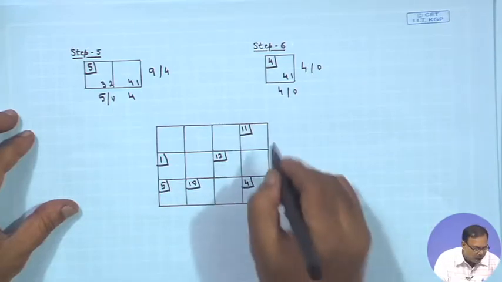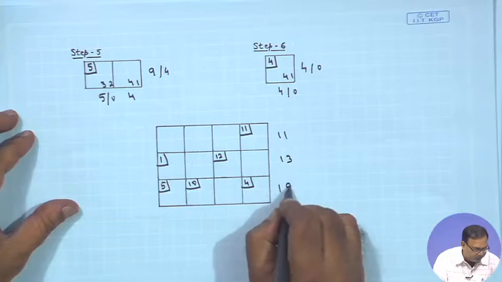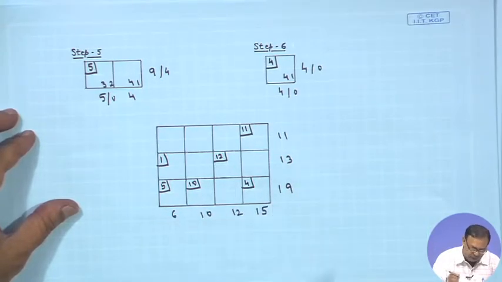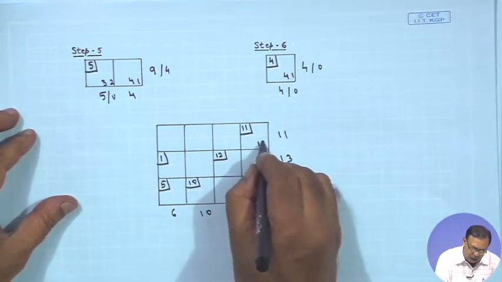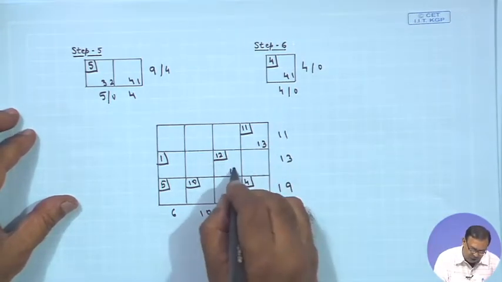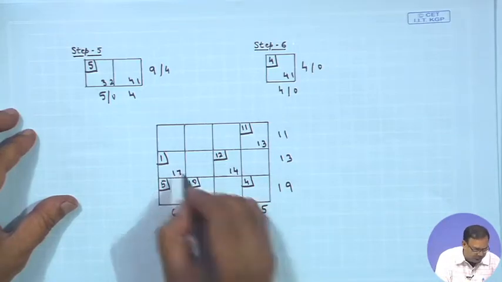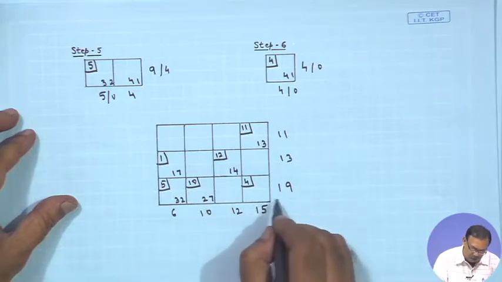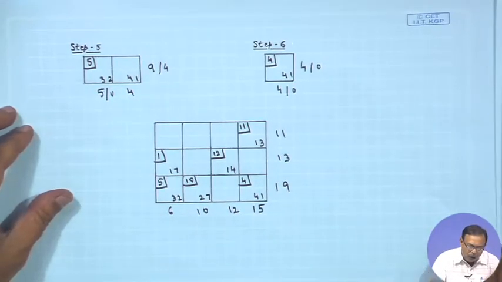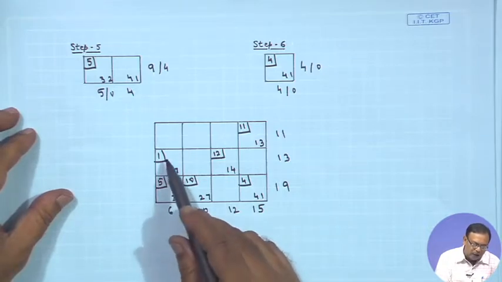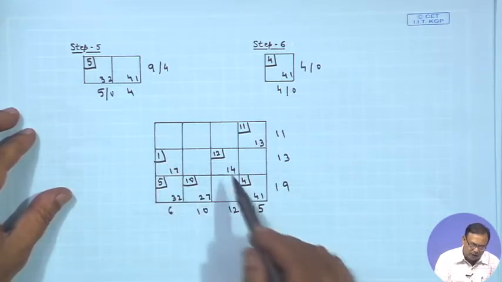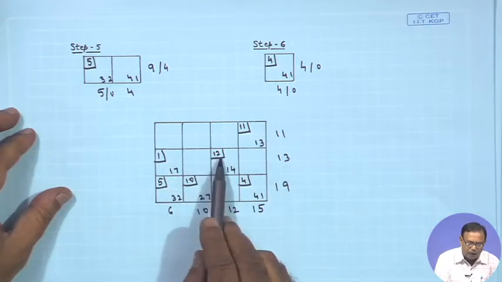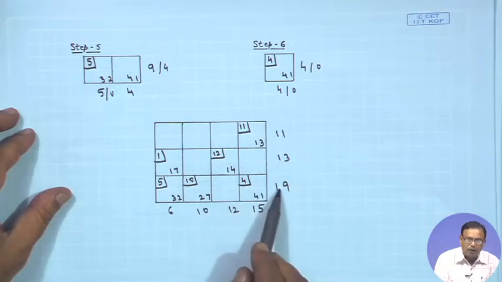11, 13 and 19, 6, 10, 12 and 15. And I am just writing the cost associated here, so that you can find out the total cost. Here it is 17, here it is 32, 27 and 41. So, you can check that the allocation is correct. 5 plus 1 is 6, here it is 10, 12, 11 plus 4 is 14, here it is 11, 12 plus 1 is 13, 5, 10, 14, 19.